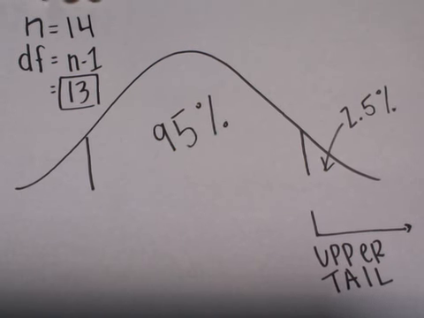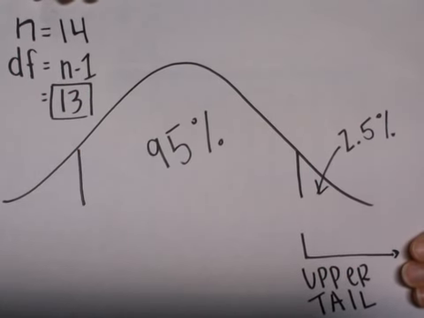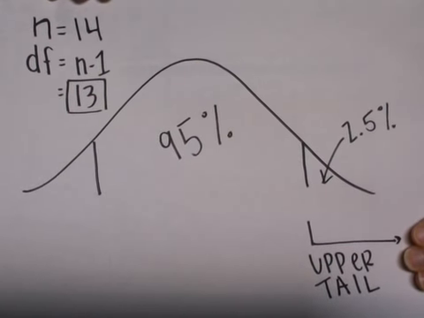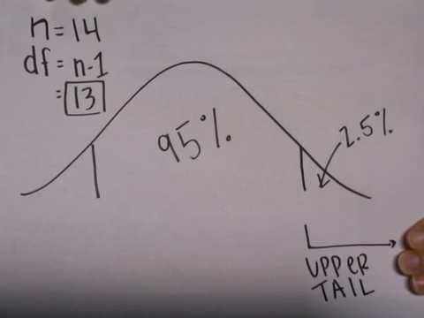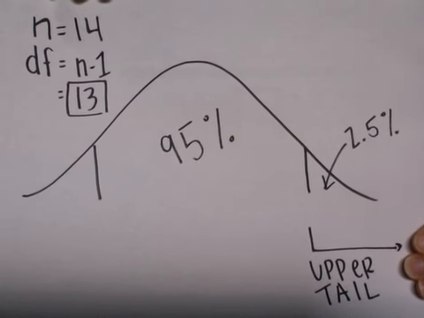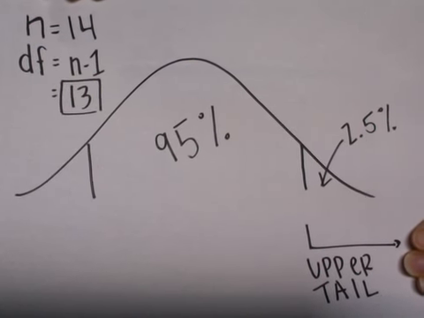Okay, so I'm going to explain how to use Table C. And Table C is the table in the very back of your book that helps you find your T statistic rather than your Z statistic. Once again, you find a T when you don't know sigma.